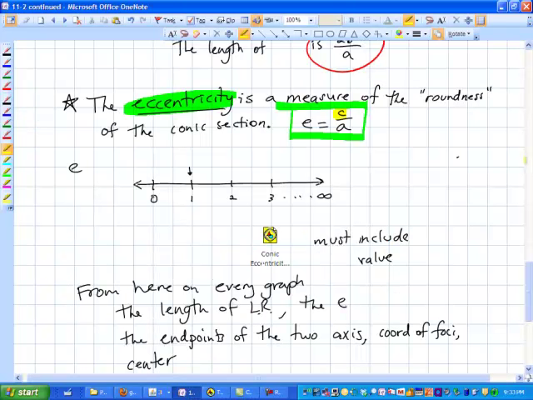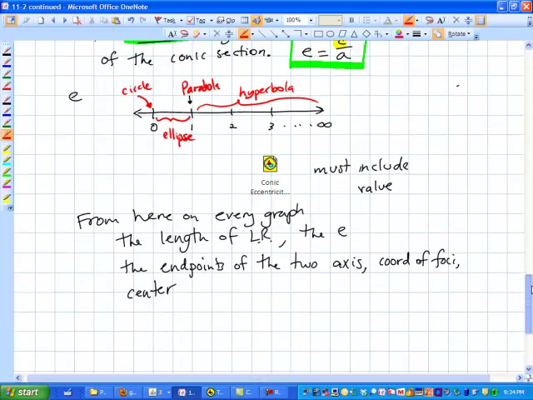Alright, let's go back to our notes here, and let's fill in a few things. When the eccentricity is 1, we get a parabola. In this range, we get an ellipse. Right here at 0, for my eccentricity, I get a circle. And when the eccentricity is greater than 1 and beyond, I get a hyperbola. Okay? So, those are the important parts about the ellipse.